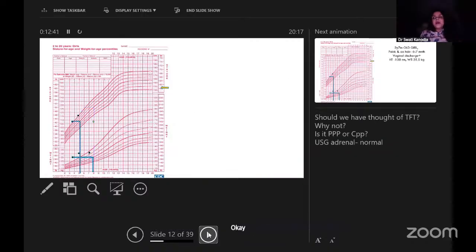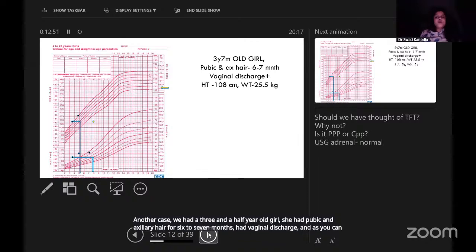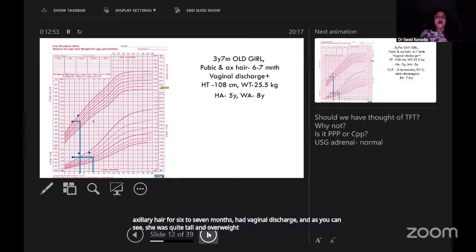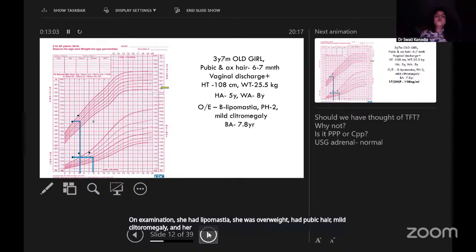Okay. Now, another case, we had a 3.5-year-old girl. She had pubic and axillary hair for 6 to 7 months, had vaginal discharge, and as you can see, she was quite tall and overweight. Height age of a 5-year-old. On examination, she had lipomastia, she was overweight, had pubic hair, mild clitoromegaly, and her bone age was quite advanced. It was almost double her age.